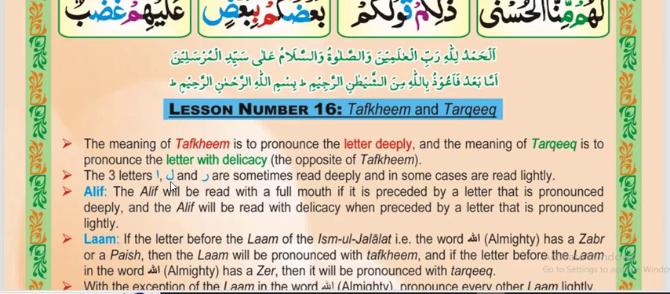But about the lam, the rule is different. Every lam in the Holy Quran is lighter. Wherever the lam comes in the Holy Quran, in whichever ayah, whichever word, it is to be read lighter except in the name of Allah. There is an exception for the name of Allah. If the name of Allah is there, then the same rule of alif and ra will be applied.